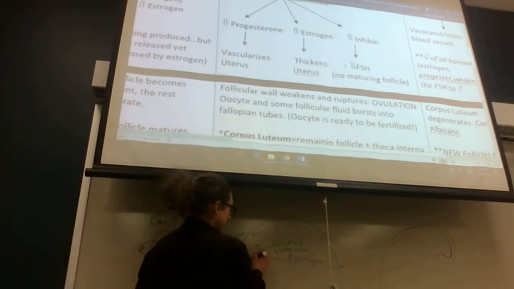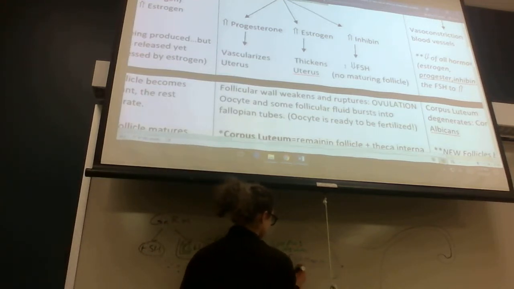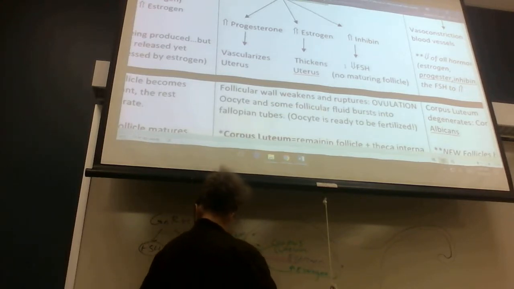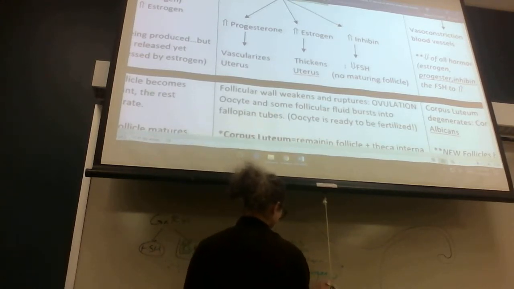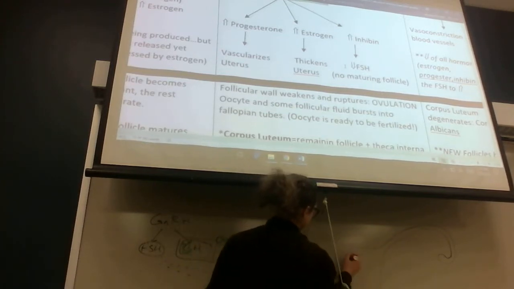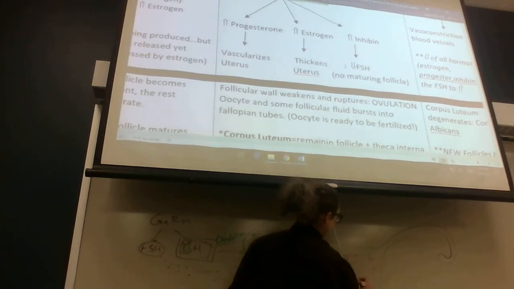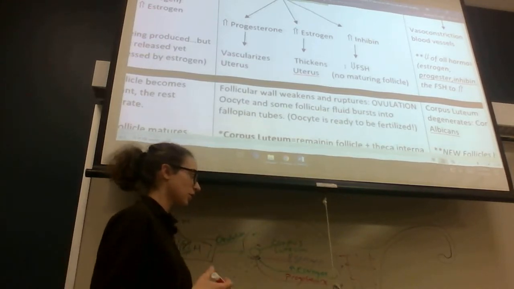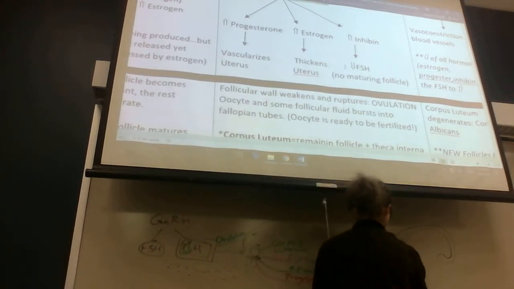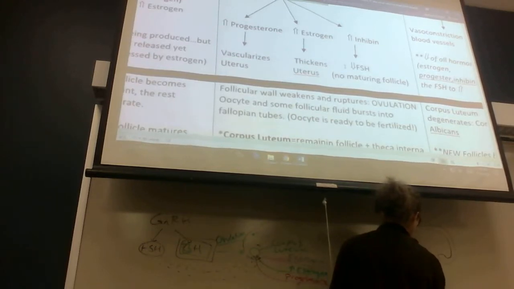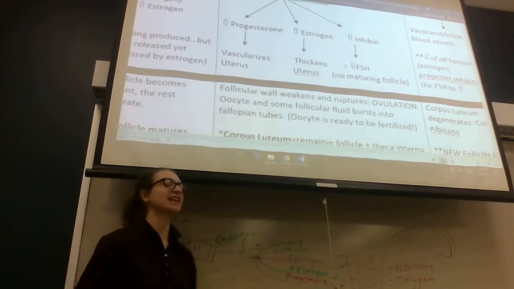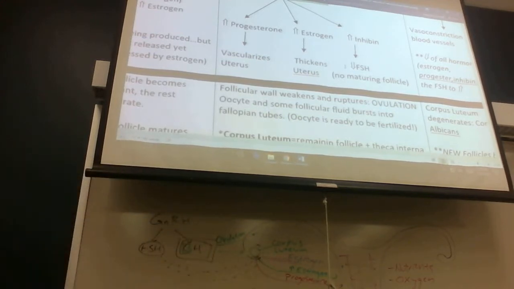So the corpus luteum is then going to produce more estrogen. The corpus luteum is then going to produce more progesterone. And then progesterone is what's going to vascularize, because we want good blood flow to go to our baby for nutrients and oxygen. So at this point in time, the body is preparing to be pregnant. It's like, okay, we're going to get pregnant this time. And then you're like, no, you're not.